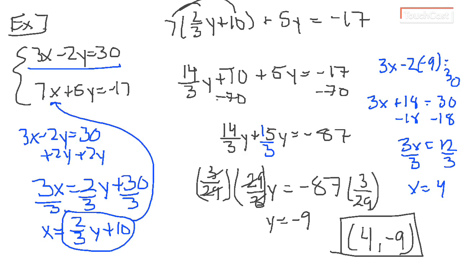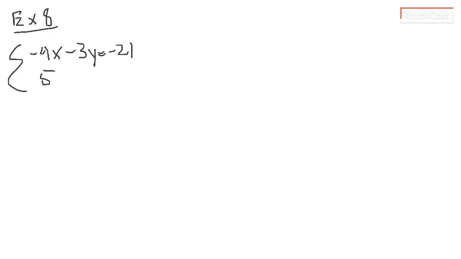So now let's look at example 8. It's going to be the system negative 4x minus 3y equals negative 21, and 5x plus 9y equals 63. So I'm going to take and solve the first equation for y. You could do whatever you want. I'm just going to solve the first equation for y.